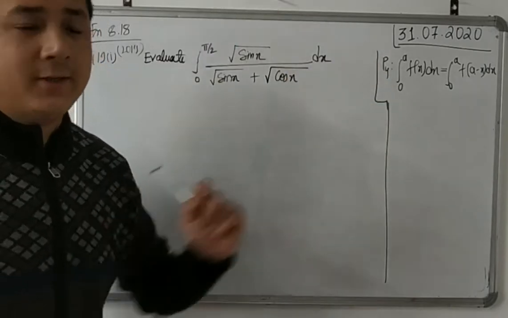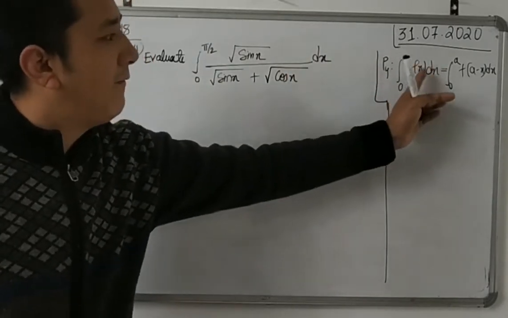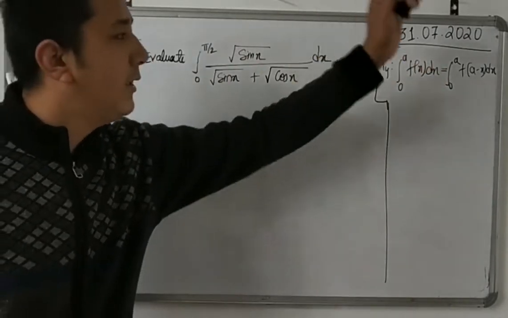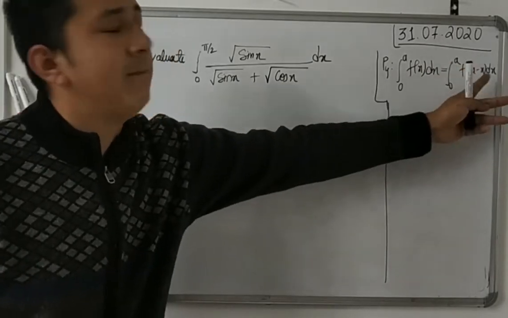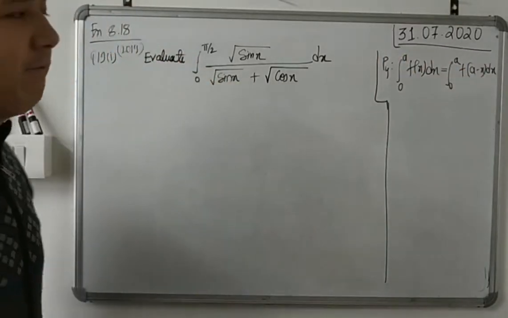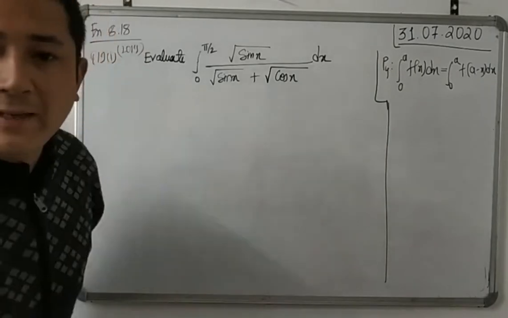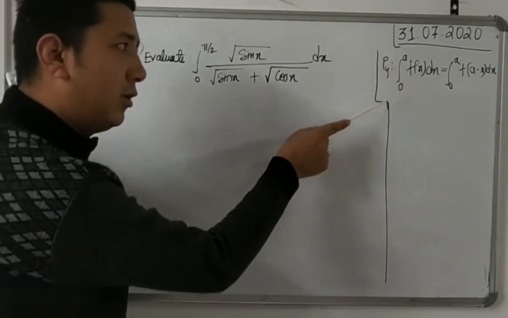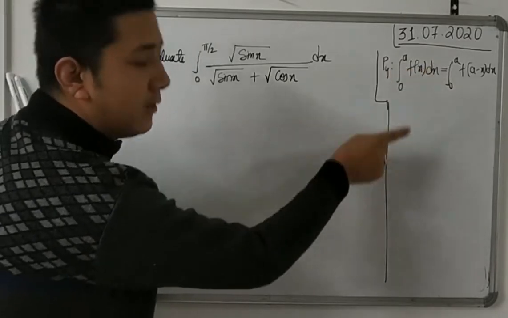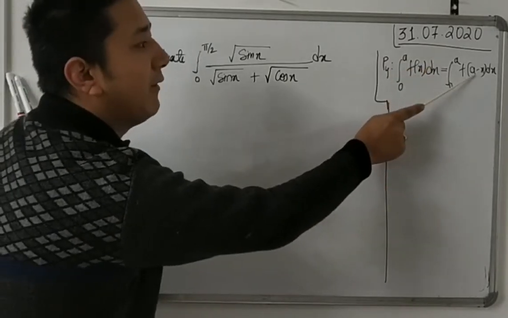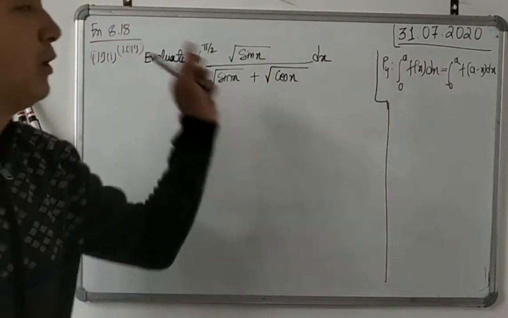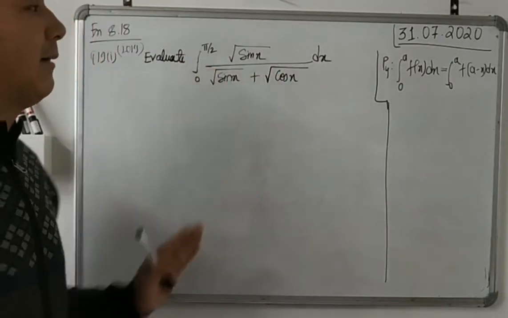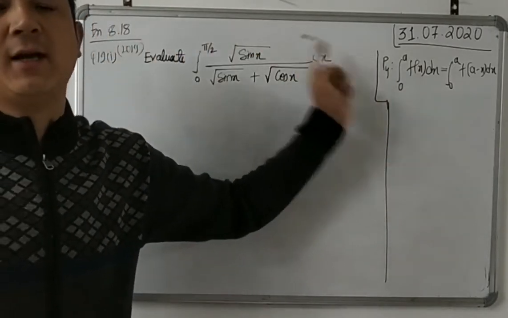P4, the property is integration 0 to a f(x) dx is equal to integration 0 to a f(a minus x) dx. Now if I have to use this property, then the lower limit has to be 0. The lower limit has to start from 0. So I hope you have learned this property. Today I am only going to focus on this property and its sums.